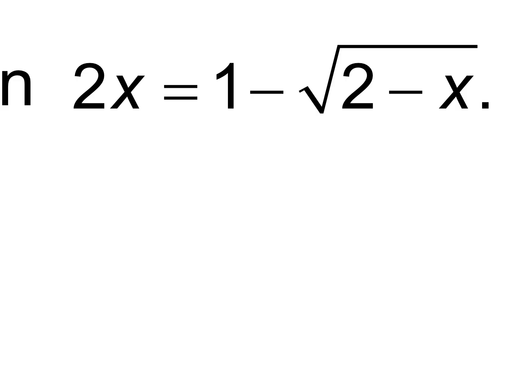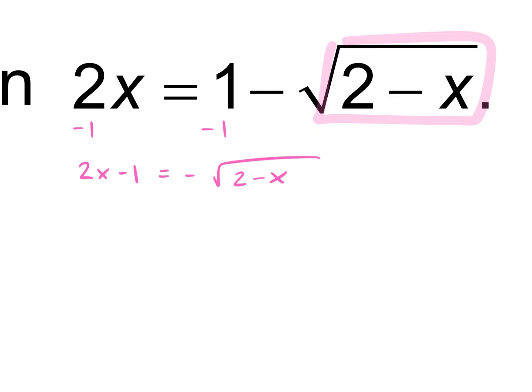So we want to isolate the square root. We've got to get the square root all by itself. What should we do first? Subtract 1. So we have 2x minus 1 equals negative square root of 2 minus x. What should we do next? Divide everything by negative 1. So it changes the signs of both things on the left side of the equation. We have negative 2x plus 1. It just flips the signs. And on the right side, it just makes it a positive square root 2 minus x. It doesn't change the signs inside the square root, but it changes the sign of everything else.